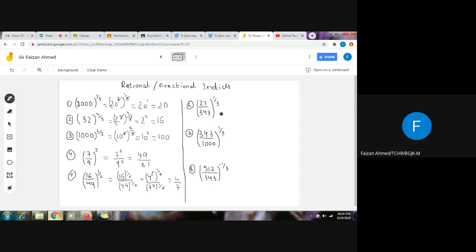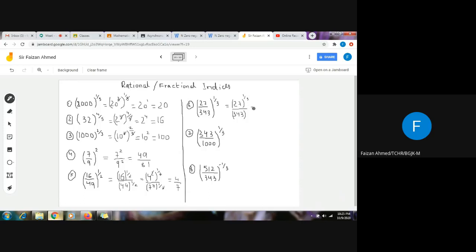Question number 6 is again the same type of question. I will just distribute the powers. This is 27 to the power 1 upon 3. And this will be 343 to the power 1 upon 3. And you guys know the trick now. Just focus on the number which is written in the power in the denominator, that is 3.